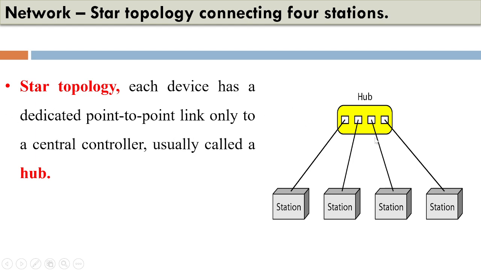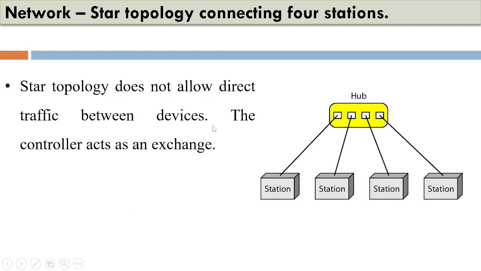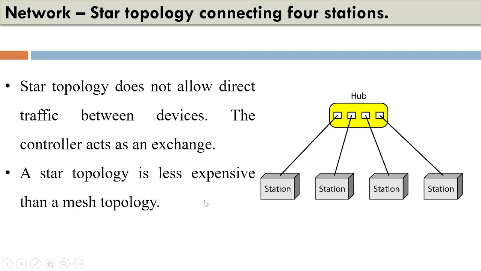So in this, the other communicating nodes are connected directly to the central controller, and the information is routed via the central controller. Suppose a station A needs to communicate with station B, so the communication will be established between station A and B via the central controlling system, which is the hub. Now the star topology does not allow direct traffic between the devices, because the hub provides the intermediate stage via which the connections are established, so it can act as an exchange.